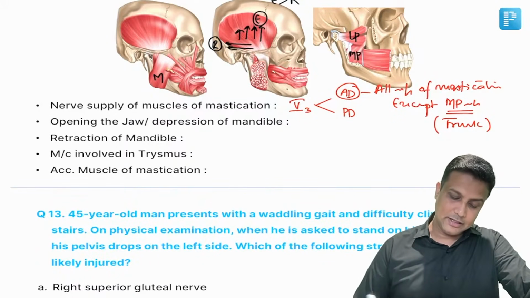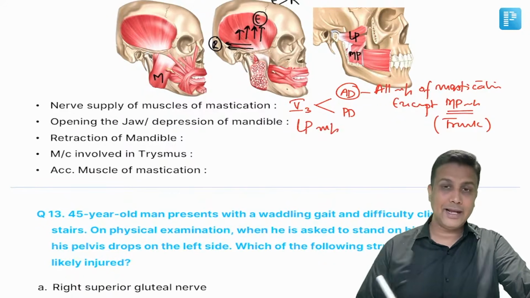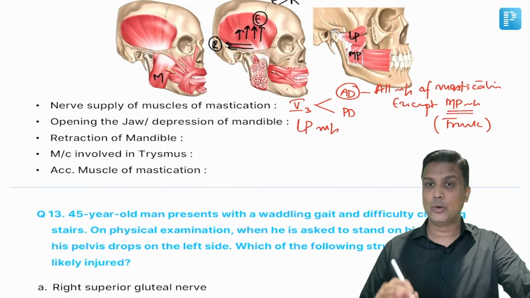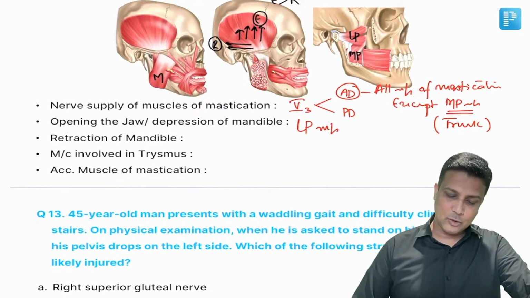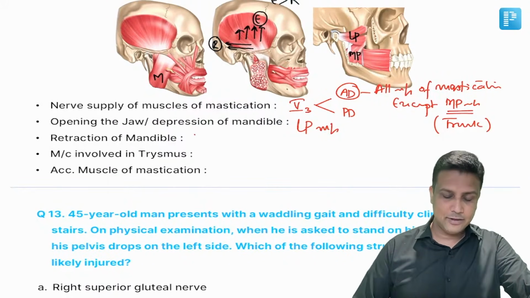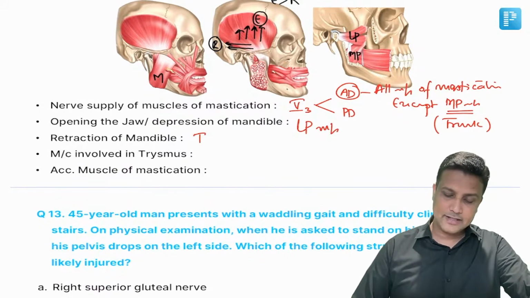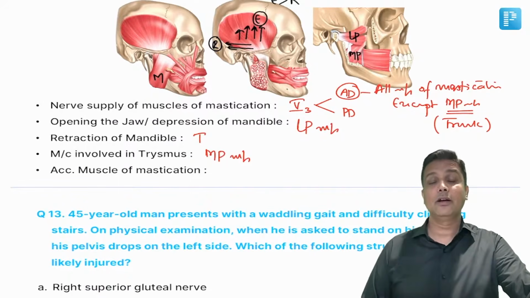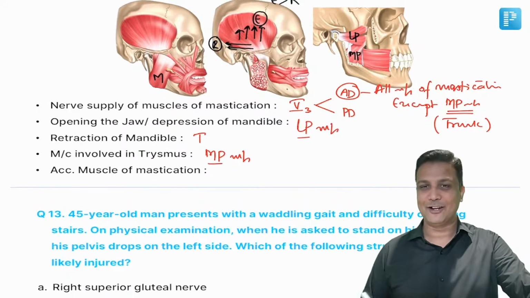Which is the only muscle helping in opening the jaw or depression of the jaw? That is nothing but the lateral pterygoid muscle. Remember L for lateral pterygoid, L for lowering the jaw. It is the one which is helping in lowering the jaw. Which is the only muscle helping in retraction of the mandible? Just now I told you, temporalis. Most commonly involved in trismus. Remember, trismus is actually locked jaw. Locked jaw, mute. Mute, remember, medial pterygoid. So that you don't have a confusion between these two, lateral and medial pterygoid.